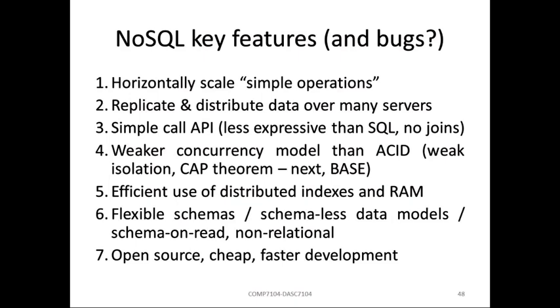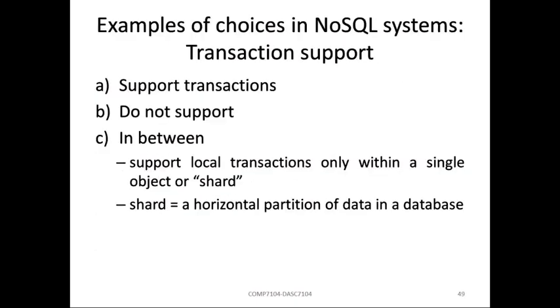Oftentimes, this may also mean that we have new and sometimes buggy systems or features of those systems. Oftentimes, we may have too many options, and it's hard to know which one to pick. There may be no guarantee for support as well. Now, in terms of examples of choices NoSQL systems may follow, for instance, with respect to transactions, some may support transactions, some may not at all, or some may look for a compromise in between, supporting local transactions within a single partition or shard.